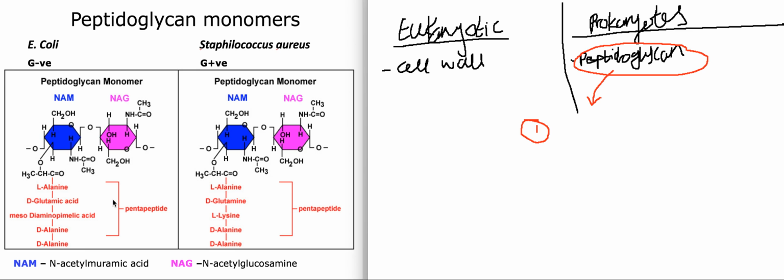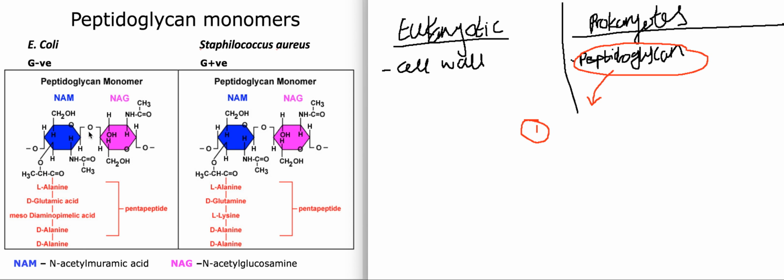Similarly, the key part is this part here, the pentapeptide. Right, this is the pentapeptide that I was referring to, which I accidentally got wrong by saying tripeptide. Sorry, it's meant to be a pentapeptide, so 5 molecules.